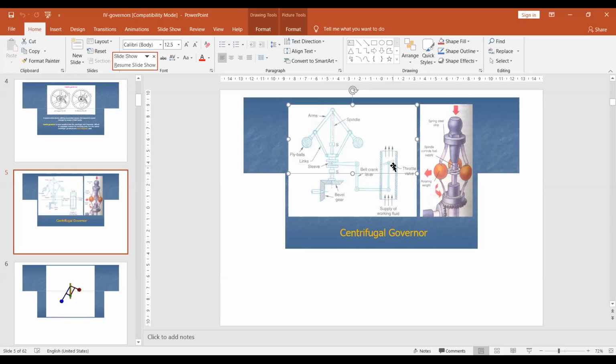Why? Because it is giving the opening action. When it goes upward, the throttle valve is opened, so it sends more fuel to the engine. So that is what happens in our particular system. Now all of you observe that. That is the principle in centrifugal governors.